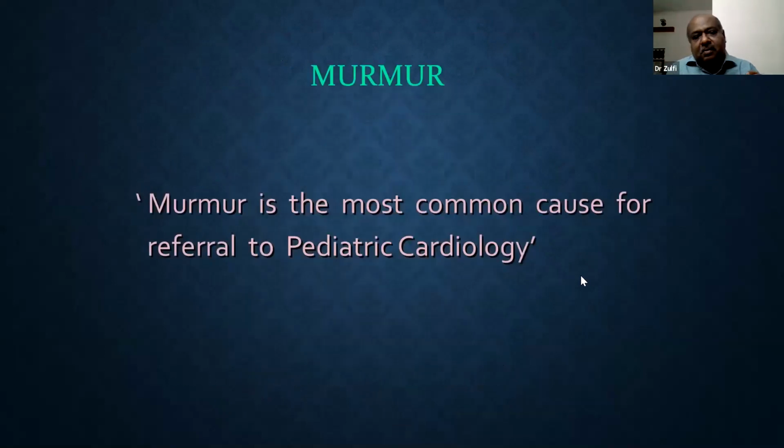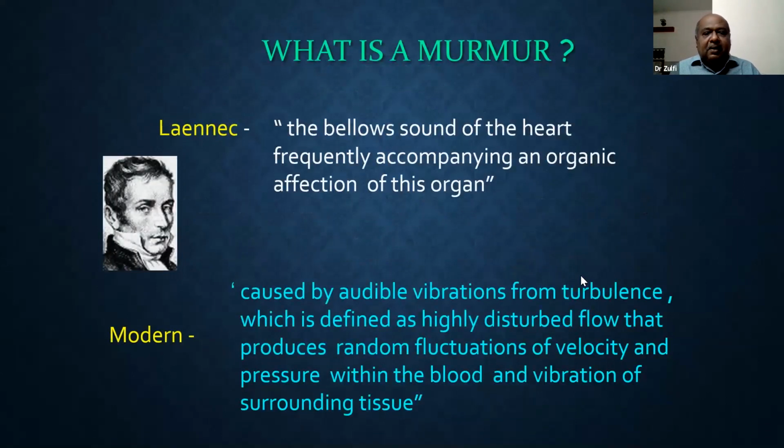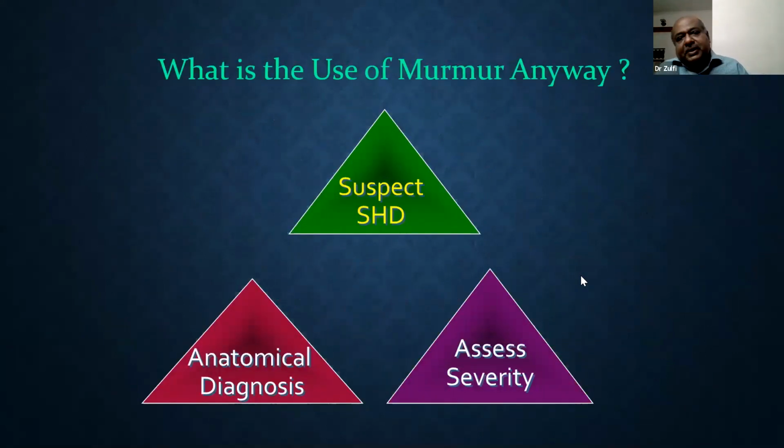Now, murmur is the most common cause for a referral to a pediatric cardiology from the pediatric community. We all know that. Laennec described the murmur as a bellows sound of the heart, frequently accompanying an organic affliction of this organ. The modern definition is a little more scientific and longer and very difficult to learn. But basically, it's all about vibration in a medium, that is blood. So now the question is, what is the use of a murmur anyway?